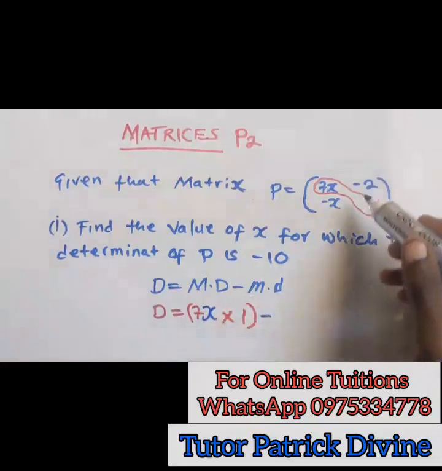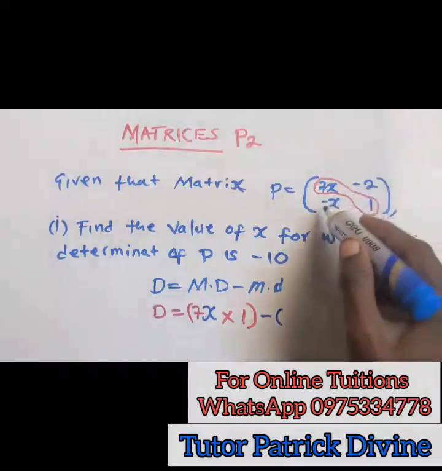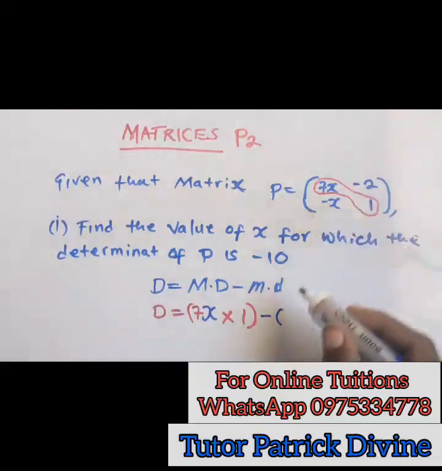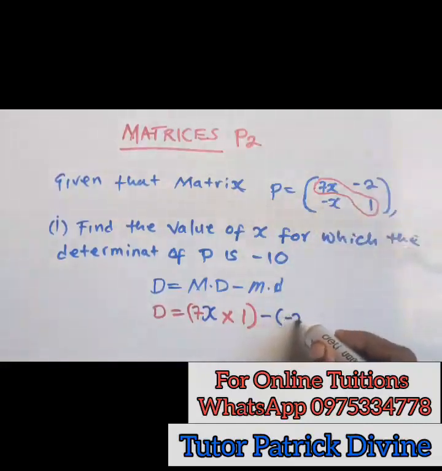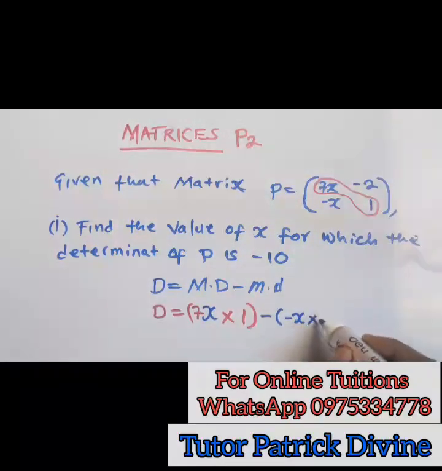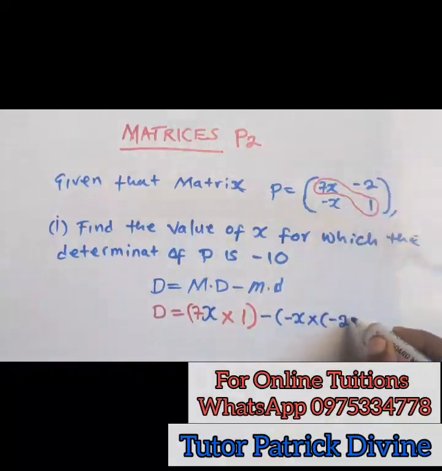Then there is a minus here. What is the minor diagonal? This is the minor diagonal, so we are going to multiply this. Make sure that you put a bracket, because I'm putting the bracket as well. So negative x multiplied by negative 2, like that. That is what you are supposed to do.